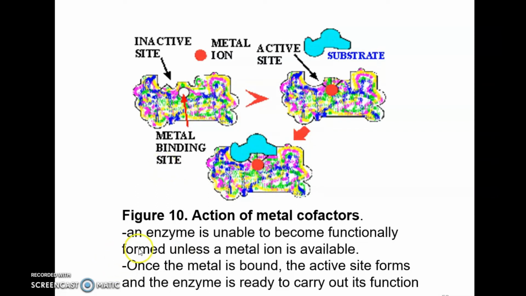So here, an enzyme is unable to become functionally formed unless the metal ion is available. Once the metal ion is bound, the active site forms and the enzyme is ready to carry out its function. So it shows how important the cofactor is to the enzyme.